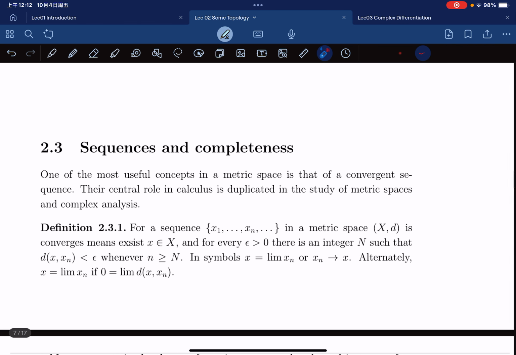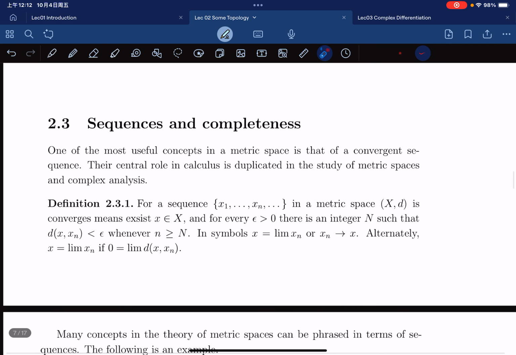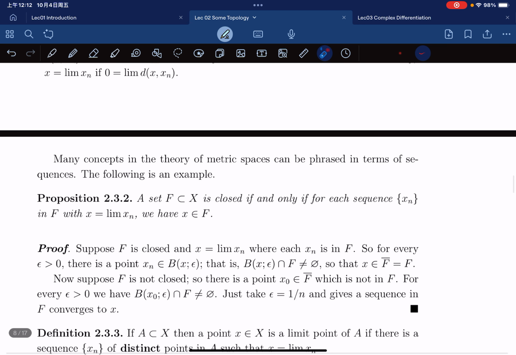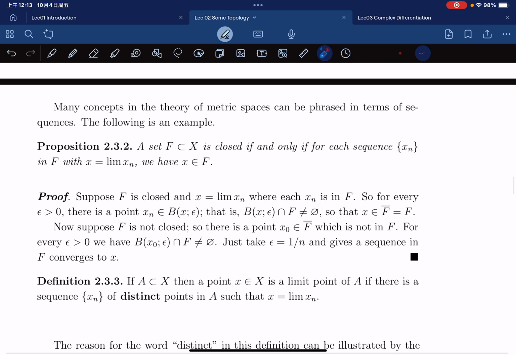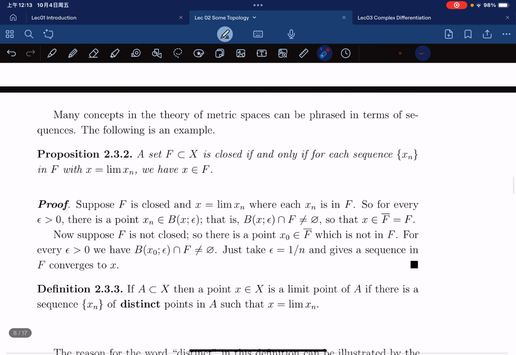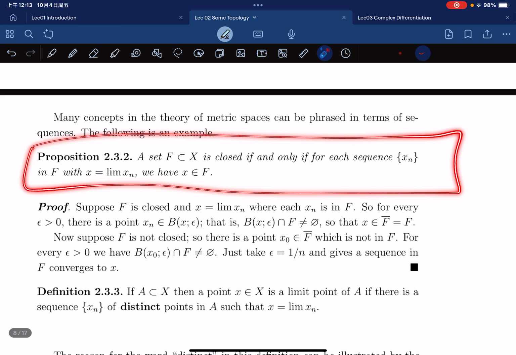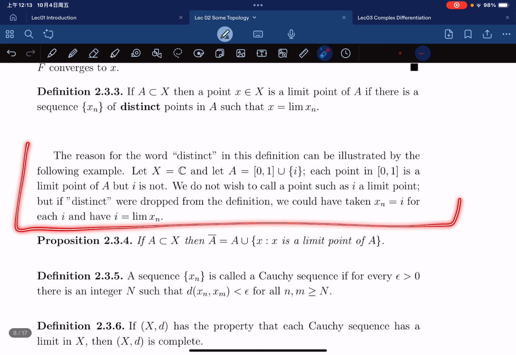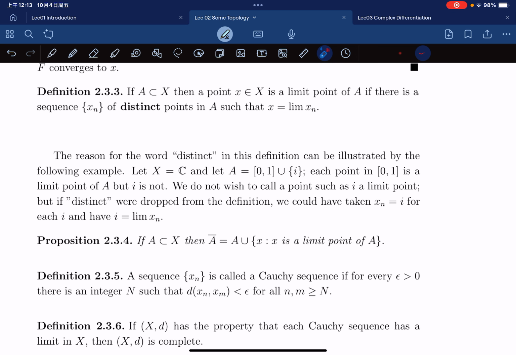Sequences and completeness in metric spaces. We talk about sequences in metric spaces. Maybe pause and take a look at it. We have that a set F is closed if and only if for each sequence in F that converges, it contains the limit. This is another characterization of closed sets. And we say a point x is a limit point if there's a sequence of distinct points that converges to x. And here is the reason why we say it must be distinct.